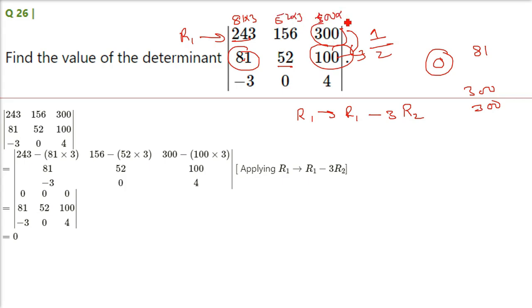156 is 50 into 3. 300 is 100 into 3. You can take 3 outside anyways. So 2 rows become same. So the logic is same.